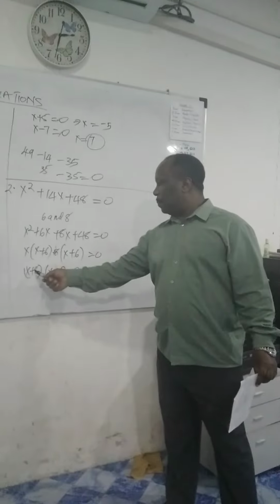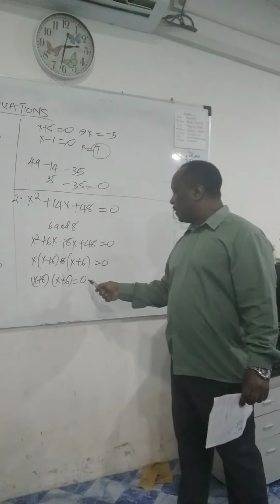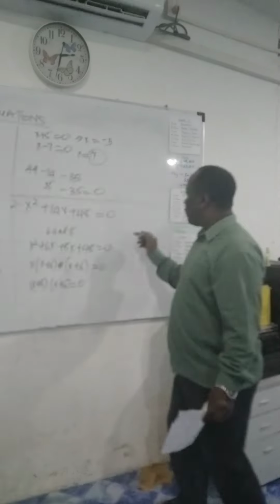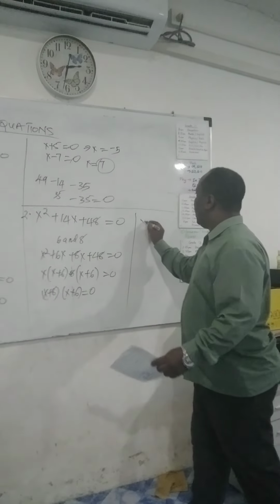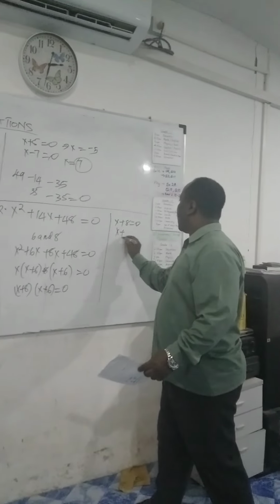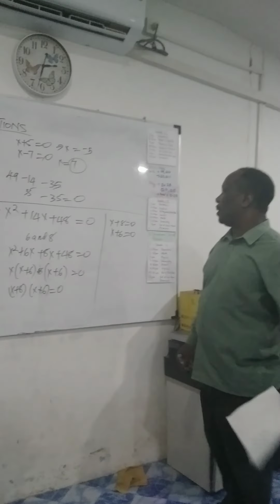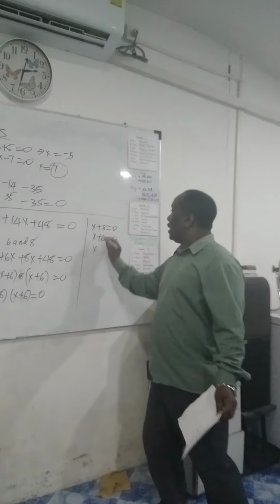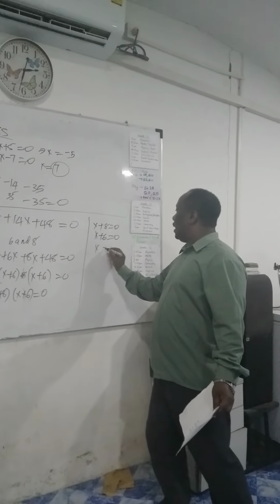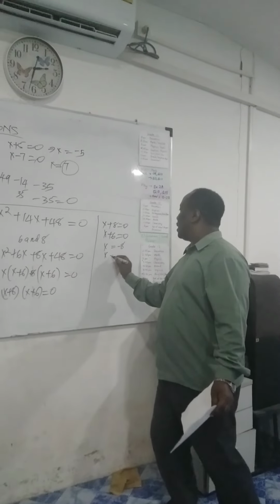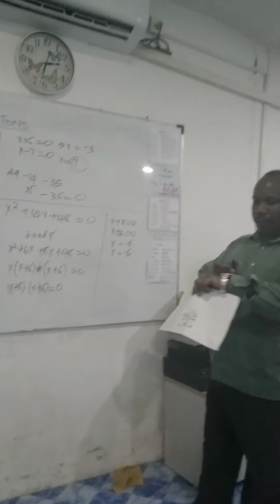x plus 8, x plus 6 equals 0. So it means that either x plus 8 equals 0 or x plus 6 equals 0. So if x plus 8 is equal to 0, x in the first case is minus 8, and x in the second case is equal to minus 6.